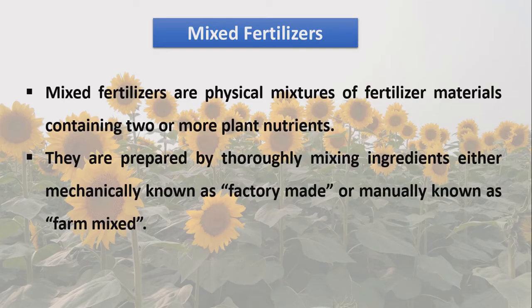Mixed fertilizers are physical mixtures of two or more fertilizers so that a mixed fertilizer can supply two or more plant nutrients. Based on the preparation method, whether it is prepared mechanically or manually, they are categorized into two types. If it is prepared mechanically at the factory level, it is known as factory made, and if it is prepared at the field level by simple manual mixing of two different fertilizers, it is known as farm mixed.